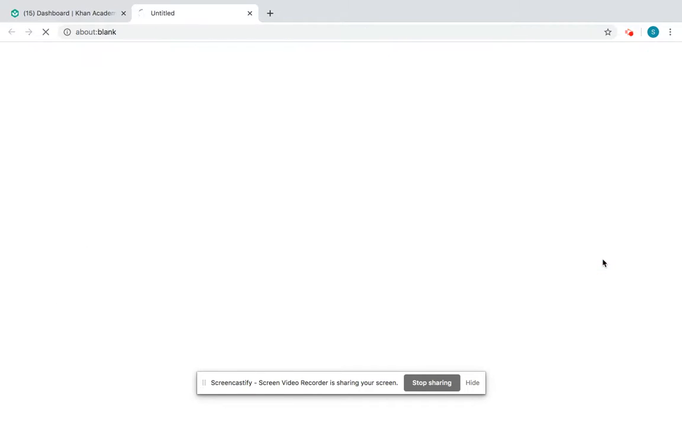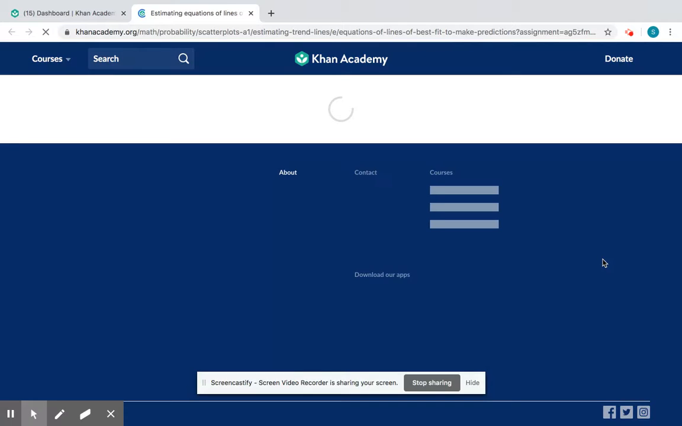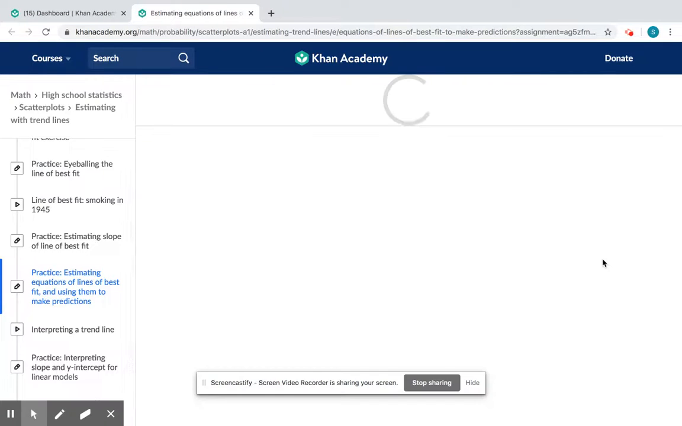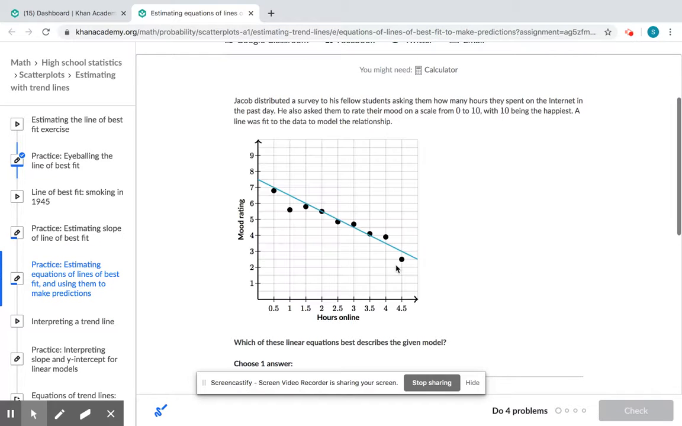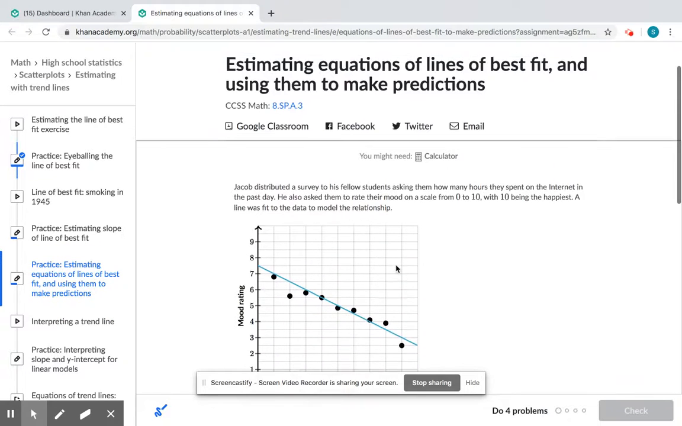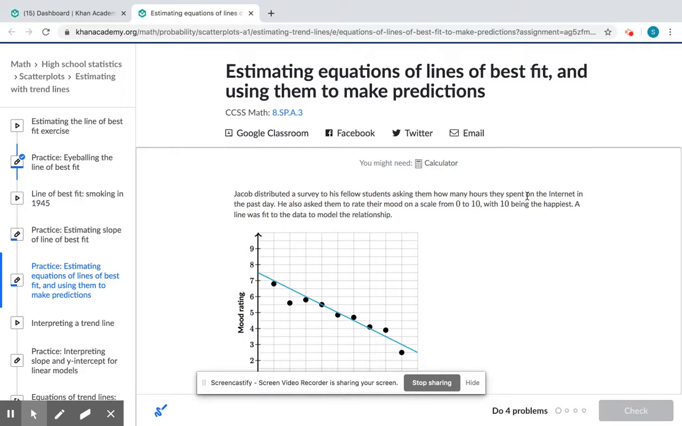This is my student account, so the questions that I see are the questions that you see, and I'm going to work through them step by step just to show you how to get them done, and some of it will be familiar to you. Okay, so we're going to estimate equations of lines of best fit and use them to make predictions.